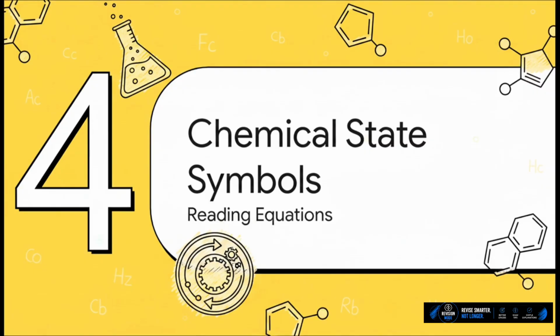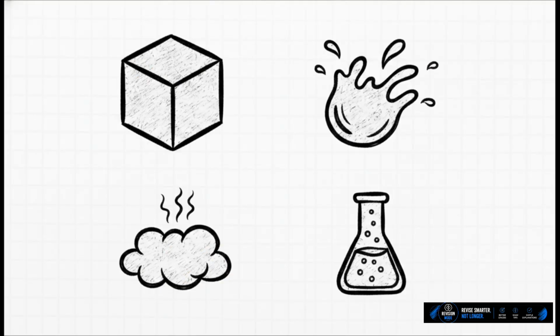Section 4. Chemical state symbols. Whenever we write out chemical reactions, we need to know exactly what physical form our interacting substances are taking. We use 4 vital state symbols, usually written in little brackets right after a chemical formula. A lowercase s stands for solid, an l is for liquid, a g means it's a gas, and aq stands for aqueous, which is just a fancy way of saying the substance is dissolved in water.